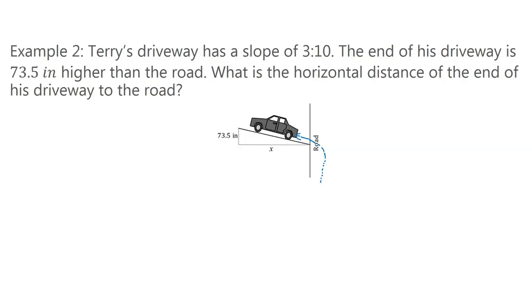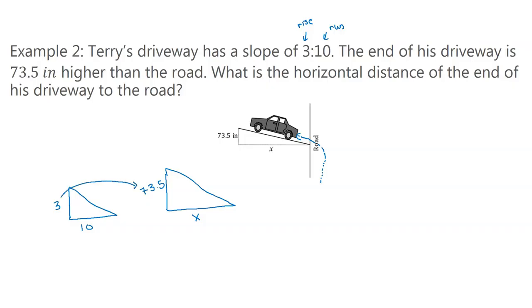So again, we're going to set this up using similar triangles. This first triangle is going to be the slope of his driveway. Now it's 3 to 10, which means it has a rise of 3 and a run of 10. So it'd be this. And here is his actual driveway, which has a rise of 73.5 and a run of X. So for this one, we'll compare these two sides.